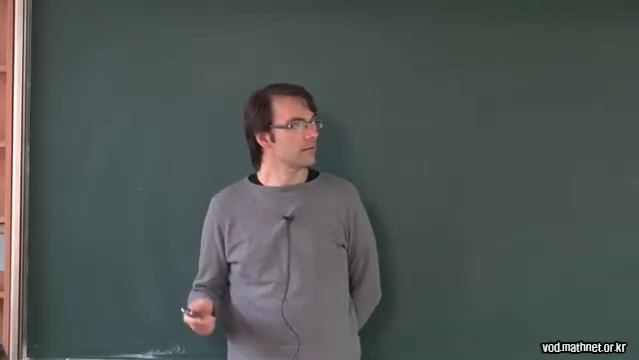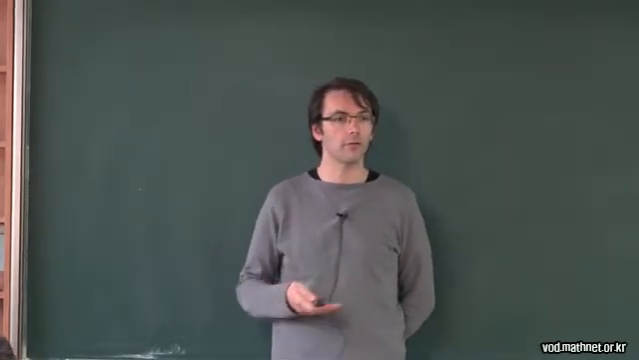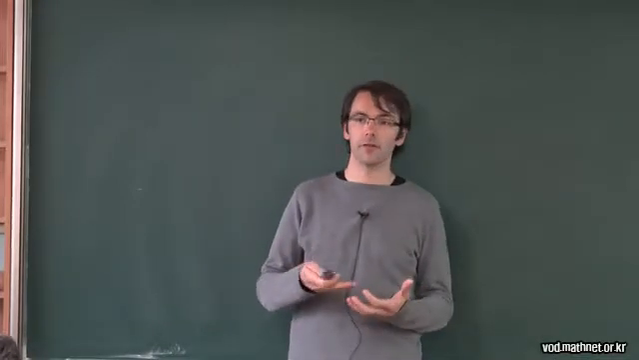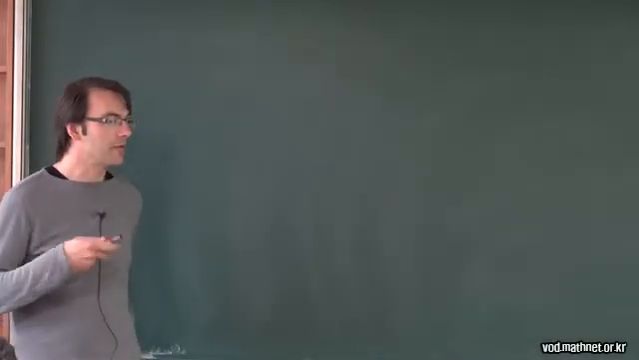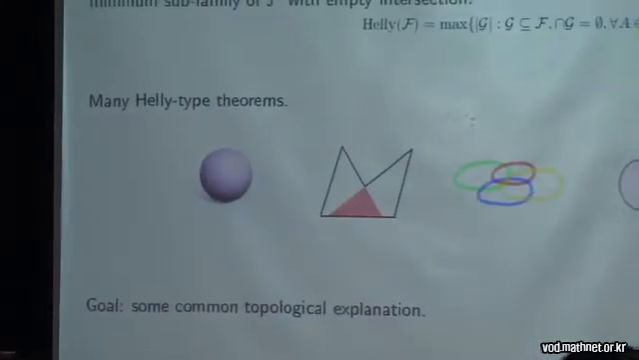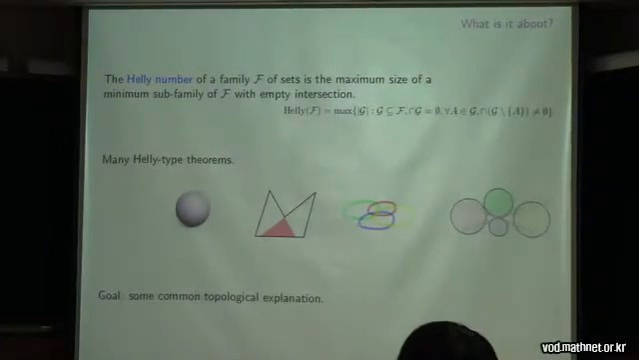I tried to give you a way last time to relate Helly-type theorems and some notion of topological complexity. You have a family of sets in R^d, and you look at how complicated the intersection of subsets can be, measured in terms of the type of intersection, the number of connected components, and the complexity of those components. It's about those Helly-type theorems, bounding the size of inclusion-minimal subsets with empty intersection. The goal is to get some common topological explanation for the many Helly-type theorems that exist.